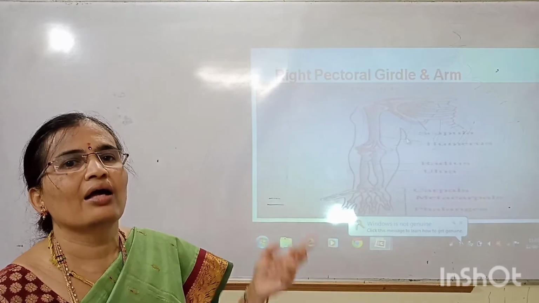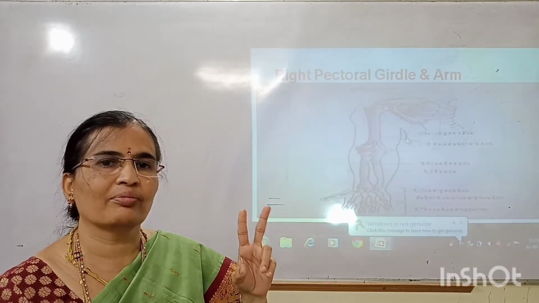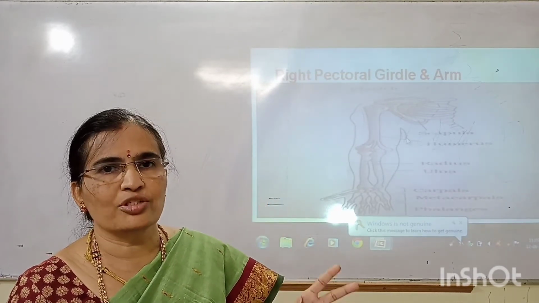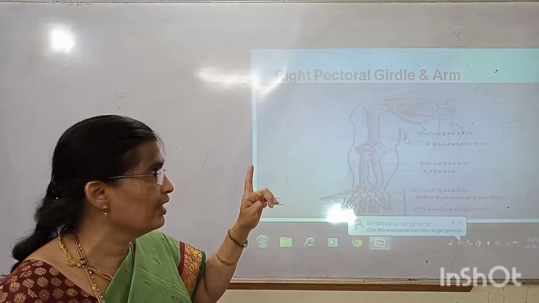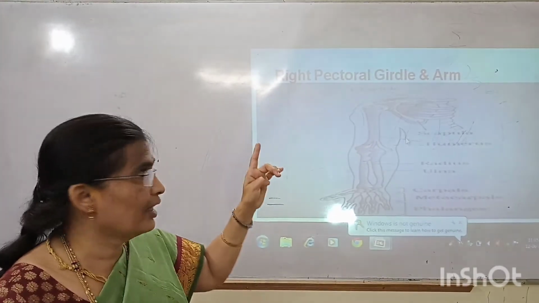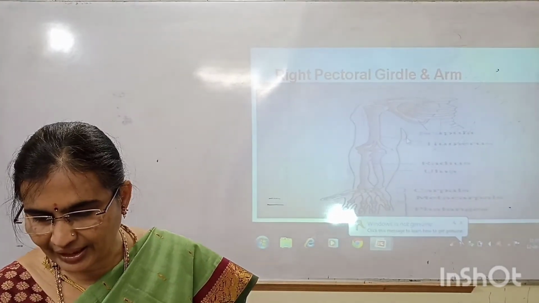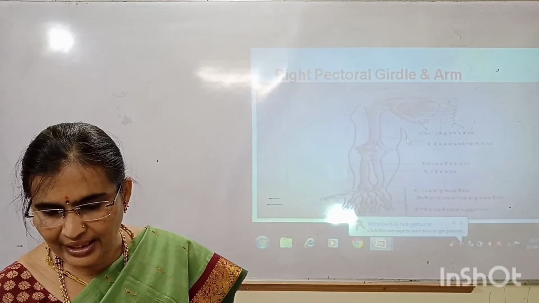Clavicle and scapula, that is each pectoral girdle, that is 2 in number, and 2 into 2, 4. So totally how many bones are there? 4 bones are there in the pectoral girdle.